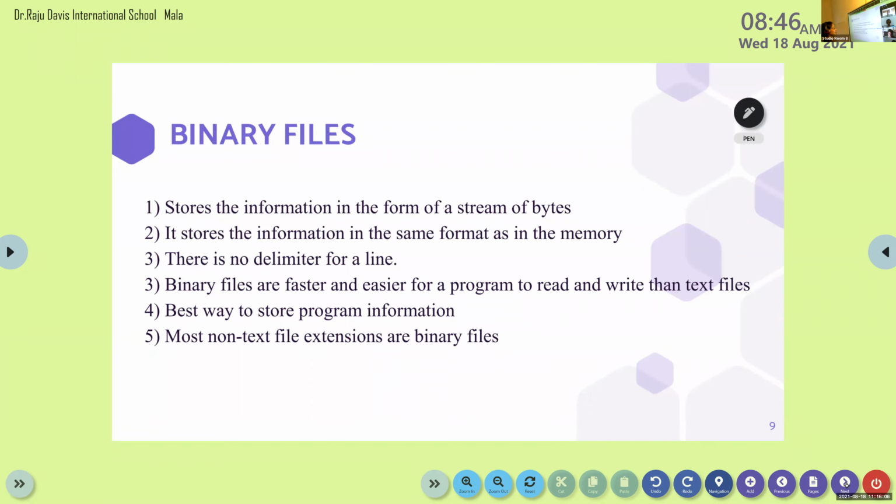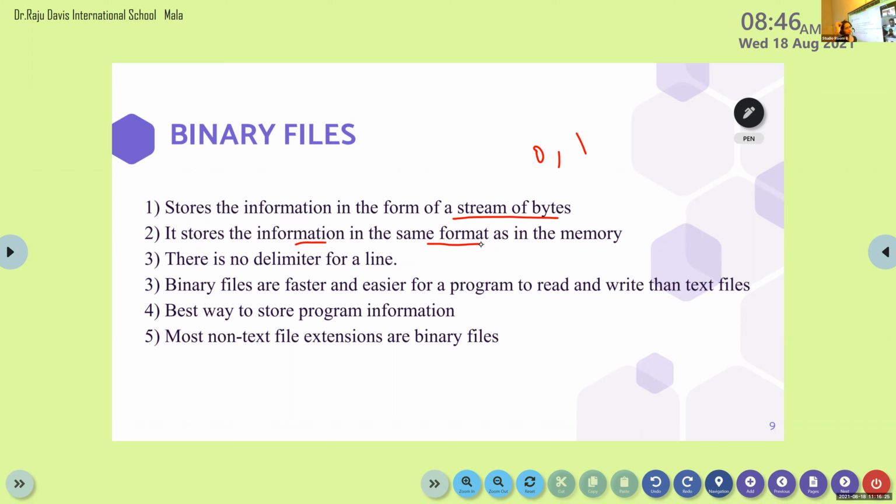Then comes our binary files. This is the last topic. No, this is not the last topic, isn't it? So binary files are the files which show the information in the form of a stream of bytes, which means zeros and ones, isn't it? Then it stores the information in the same format as in the memory.